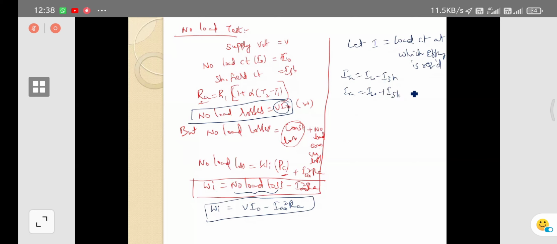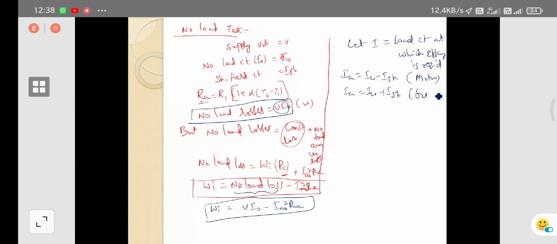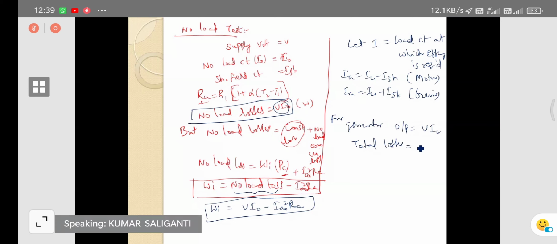This is for a motor; now in case of a generator, the output is equal to V into IL. So the total losses, the total loss is equal to IL square, that is, this.